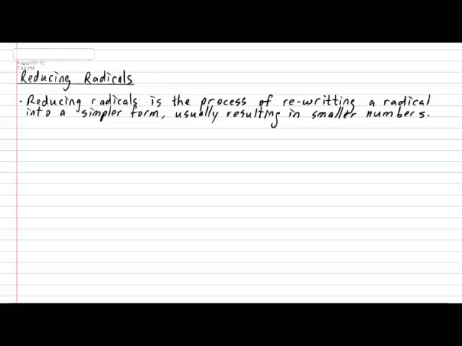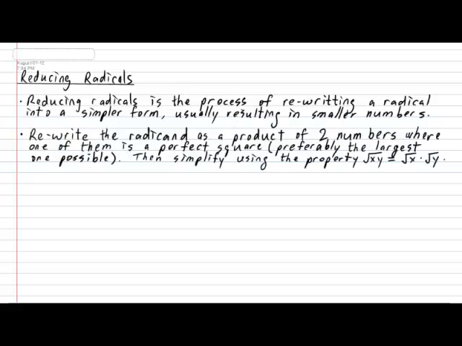The basic procedure is the following. All we have to do is rewrite the radicand as a product of two numbers where one of them is a perfect square, preferably the largest perfect square possible. It's not a big deal if you don't get the largest one. And then we simplify using the property that the square root of x times y is the same as the square root of x times the square root of y. Let's take a look at a couple of examples.